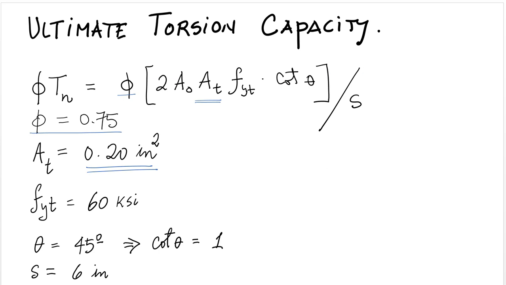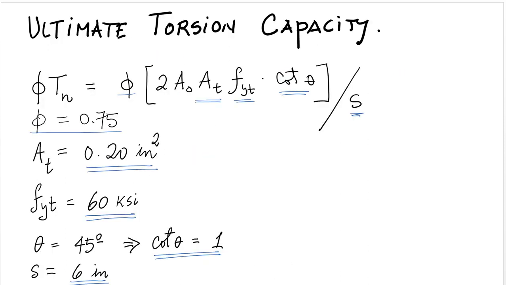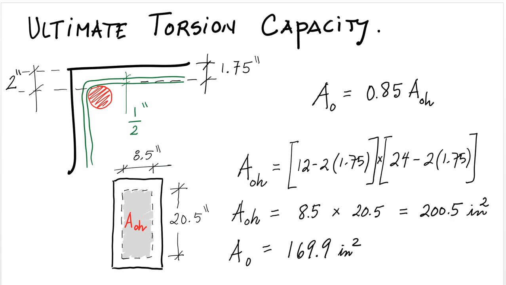The yield stress is 60 ksi, and the angle theta at which we expect the cracks to develop is 45 degrees, which means that the cotangent of theta is 1. S is the spacing, and that's 6 inches as specified here, number 4 at 6. And then we are only left with A naught. How do we compute A naught? Well, A naught by definition is the area enclosed by the center line of the transverse reinforcement.